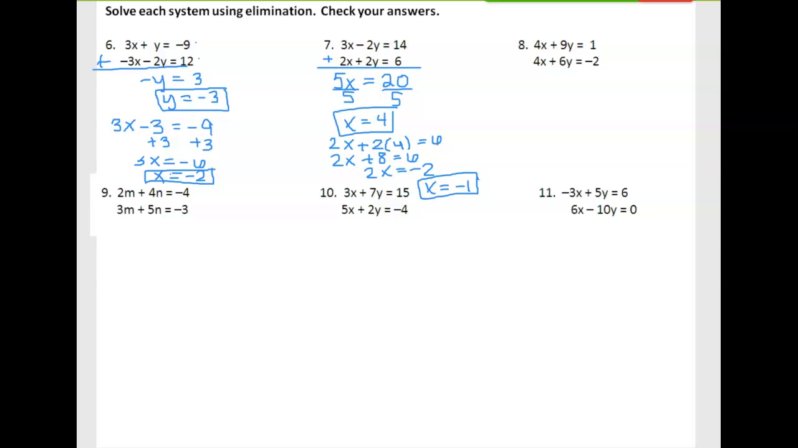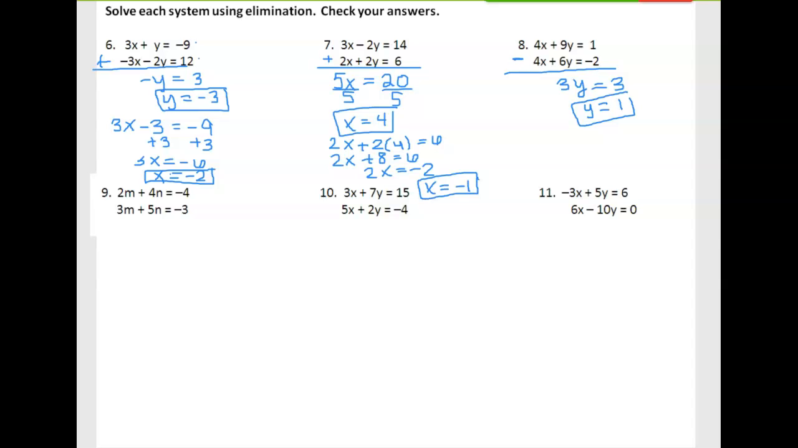In number 8, I don't have any additive inverses. However, I have two terms that have the same number. So instead of adding the equations, if I subtract the equations, 4x minus 4x zeroes out. 9 minus 6 becomes 3y. 1 minus a minus 2 becomes a positive, so you get 1 plus 2, which is 3, and we get y equals 1.